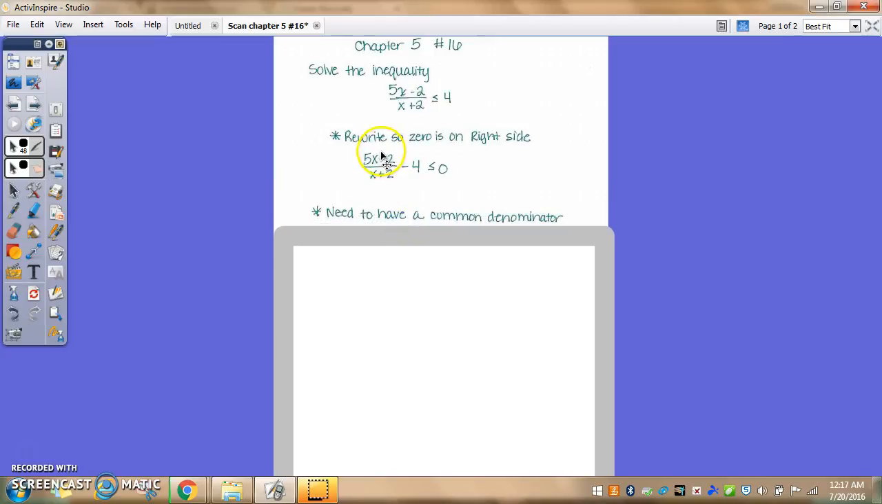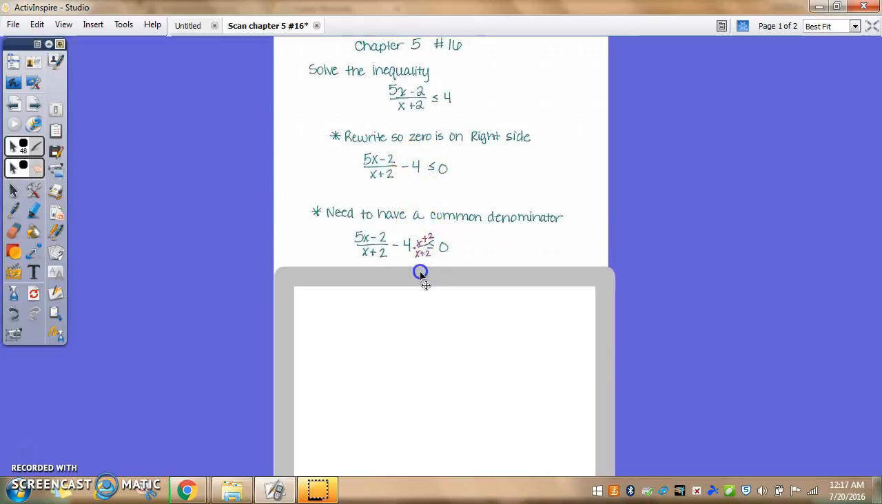Next, because we are subtracting fractions, we need to have a common denominator. If we look at our least common denominator, our denominator here is x plus 2. The denominator here is 1, so my least common denominator is going to be x plus 2. I would need to multiply both of them by x plus 2. This one I won't have to because I already have it, so I need to multiply this one by x plus 2. Showing you that here, multiplying the 4 by x plus 2.